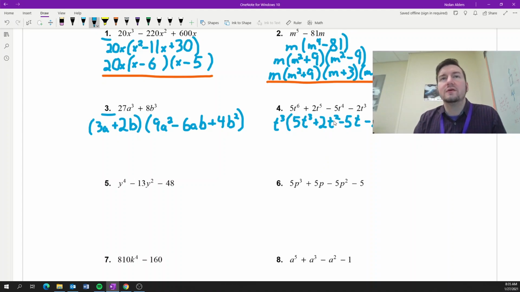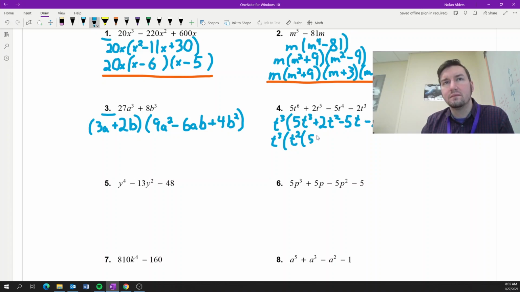So what we're actually going to do is separate these. We're just going to look at these two terms and we're going to look at these two terms separately. So if we look at the first two terms, we see that we can bring out a t squared. So we're going to do t cubed out front. And then out of these two terms, we're going to bring out a t squared. So this will become 5t, and this will become a 2.